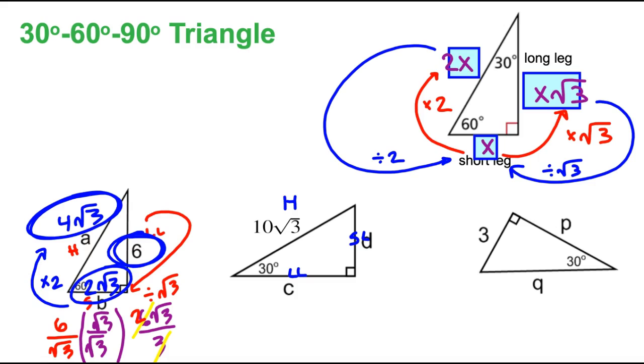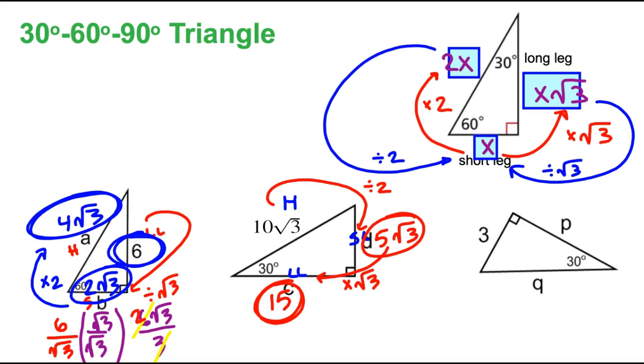You always want to go, listen, this is important, from the hypotenuse to the short leg, or the long leg to the short leg. You never want to go from the hypotenuse to the long leg. It doesn't work. So to go from hypotenuse to short leg, we are going to divide by what? 2. So 10 root 3 divided by 2 is 5 root 3. And then to go from 5 root 3 to the long leg, we multiply by root 3. So 5 root 3 times root 3 is 5 times 3, which is 15. You divide if you're going from the longer one to the shorter one.